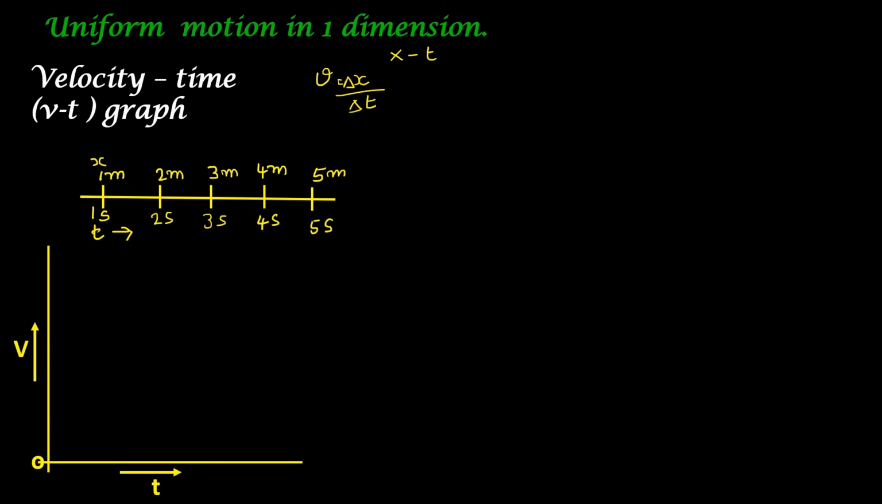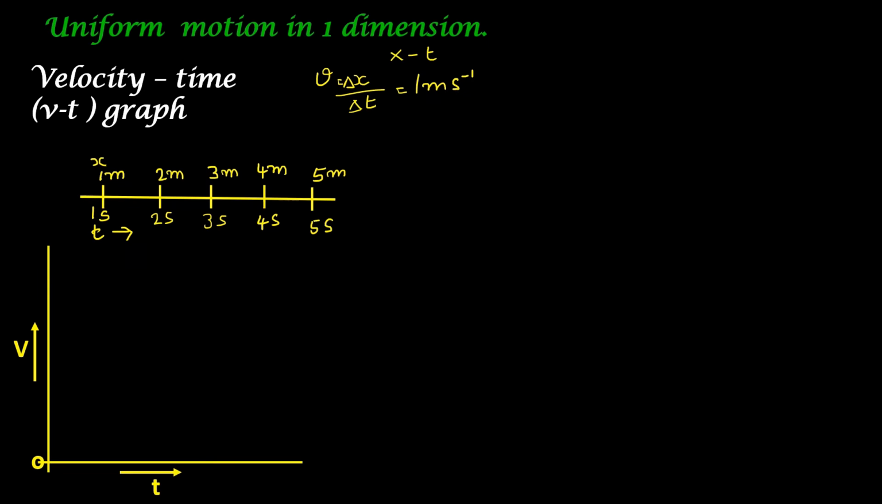What does this tell you? During the time interval of 1 second, the object is moving in a straight line for a distance of 1 meter. So delta x by delta t is the same for all these points. So we say the object is moving with uniform velocity. In this case, we get it as 1 meter per second.